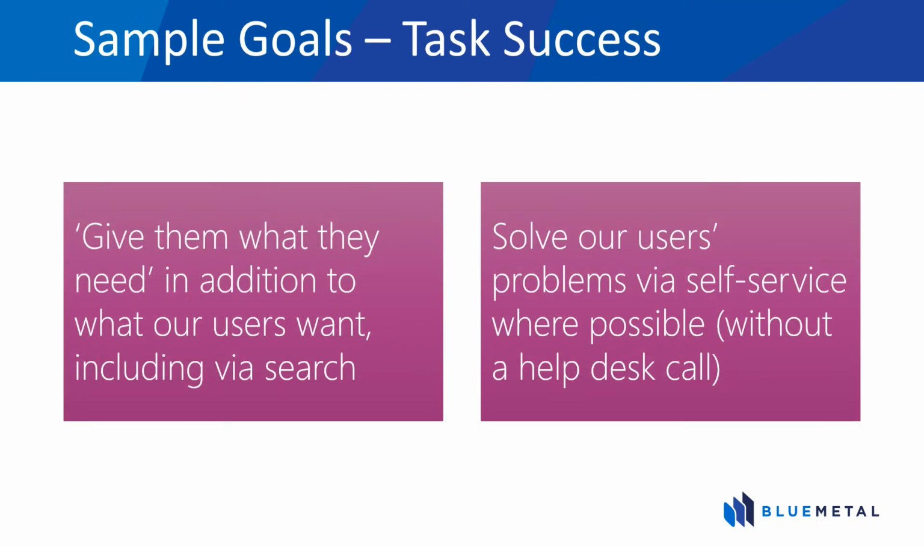Here's that next category of task success. And here's two examples here, giving them what they need in addition to what they want. So this is things that are more transactional. Maybe they need to complete a task and they need to go into the internet to do that. Maybe there's some links or some navigation to get them to a particular place to accomplish that task. So if they can't do that easily, then that's not meeting the goal. And they may need to be able to do that via search as well.